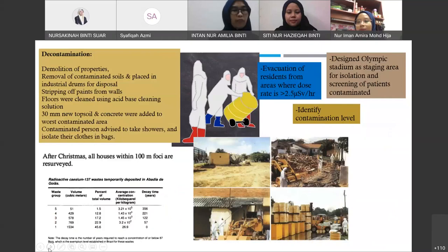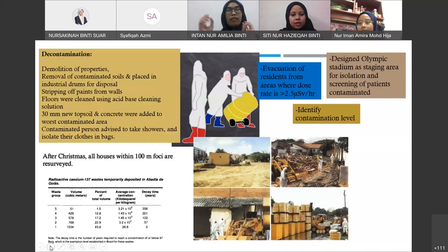Okay, moving on to the decontamination efforts. They did some demolition of properties due to the high radiation, removed contaminated sources, and placed them in industrial drums for disposal. They also stripped paint from walls, and floors were cleaned. They also added some 30 millimeters of new topsoil and concrete to the worst contaminated areas. And the contaminated persons were advised to take showers, and their clothes were all separated in a special bag.